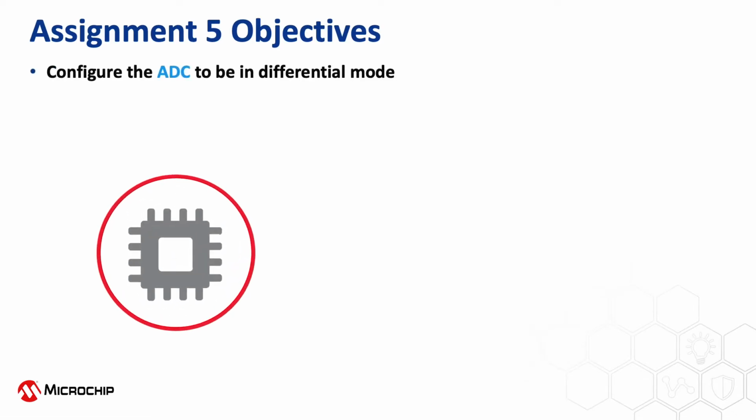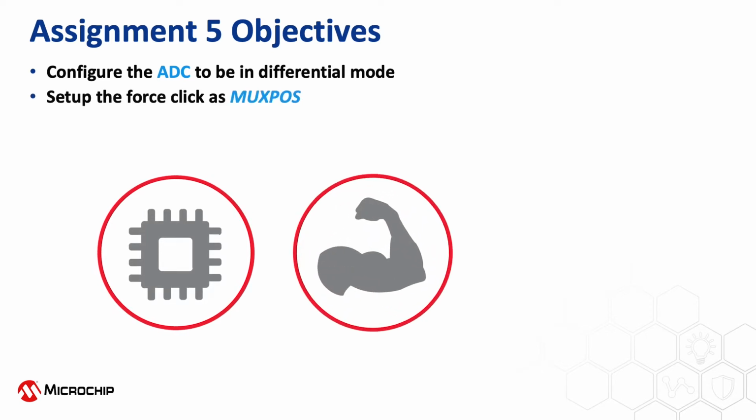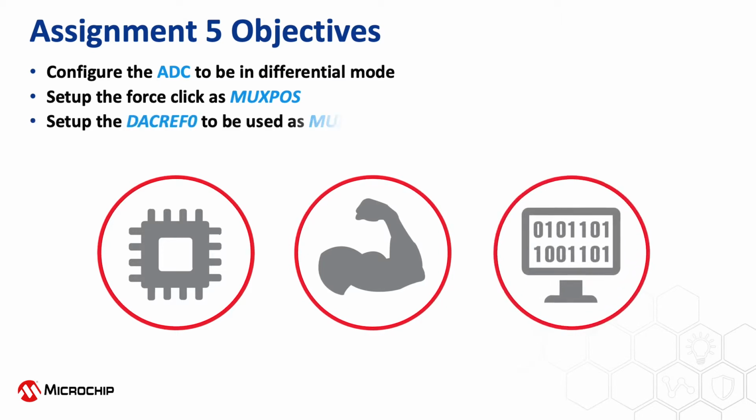The objective of assignment 5 is to configure the ADC to be in differential mode. To do this, we will have the Force Click as the input to the positive side and we use the DAC ref as the input to the negative side. Let's take a look and see how we do this in code.